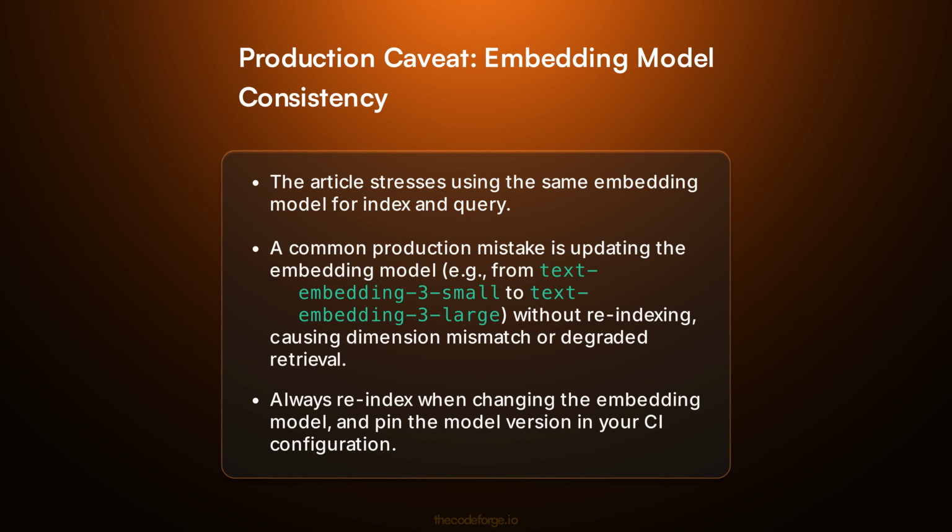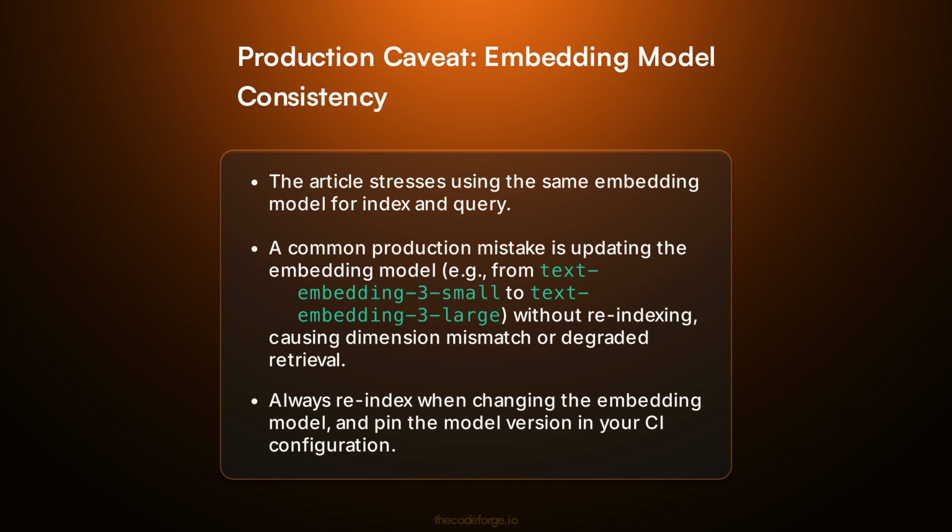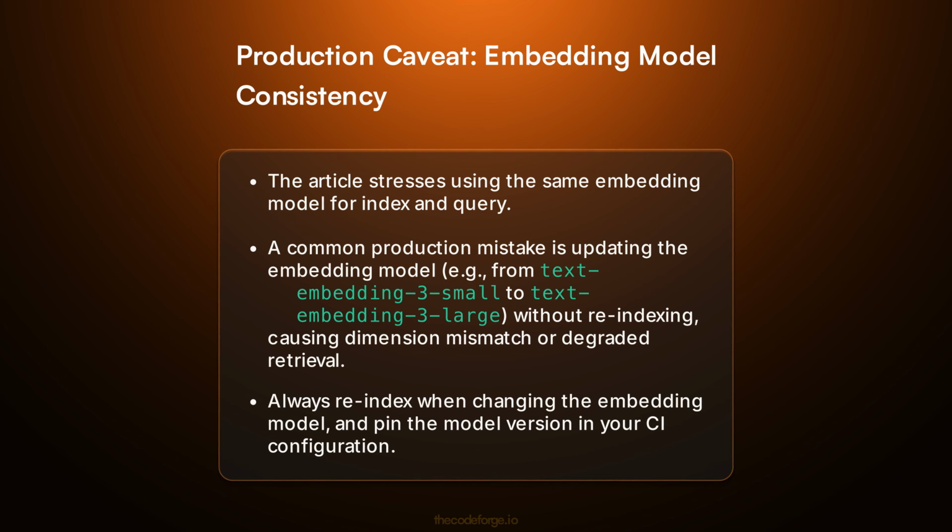The article stresses using the same embedding model for index and query. A common production mistake is updating the embedding model, e.g., from text-embedding-3-small to text-embedding-3-large, without reindexing, causing dimension mismatch or degraded retrieval. Always reindex when changing the embedding model and pin the model version in your CI configuration.